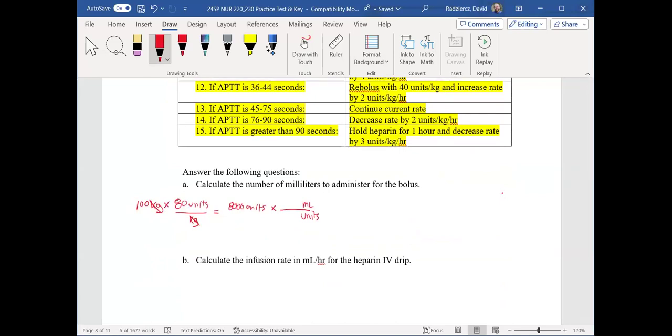So 1,000 units, 1 milliliter, 8,000 divided by 1,000 gives me an answer of 8 milliliters. So for a patient weighing 220 pounds, they would receive as a bolus dose 8 milliliters. Are there any questions on the setup for doing the bolus dose?